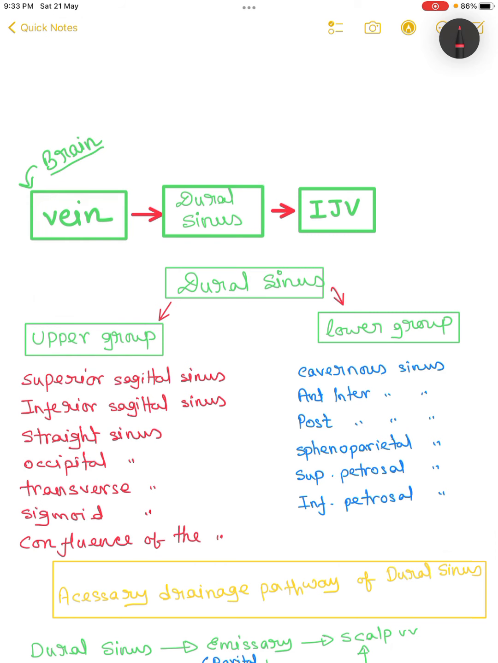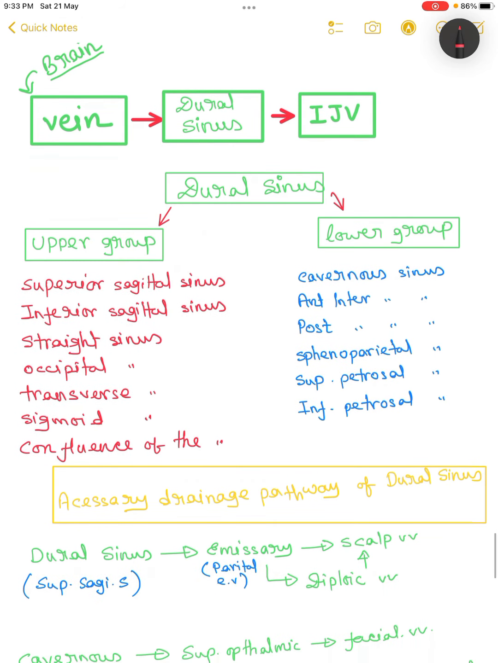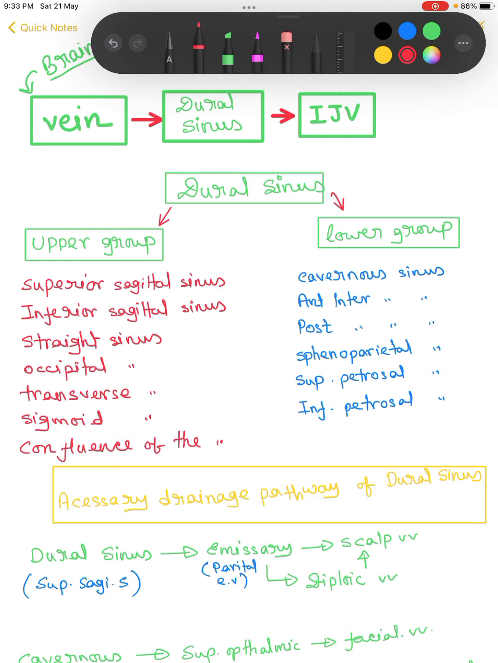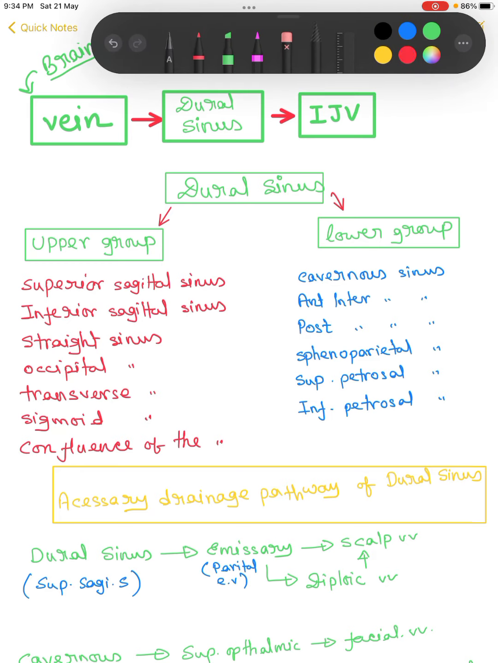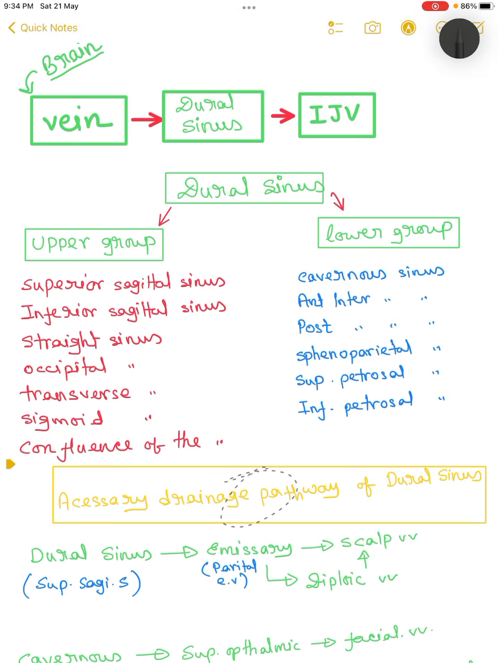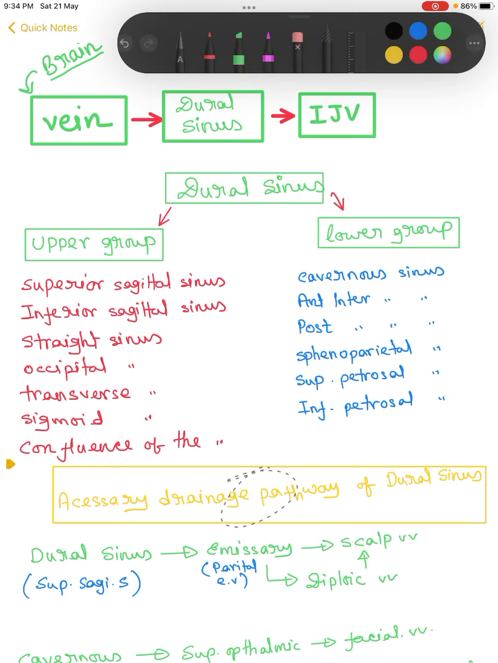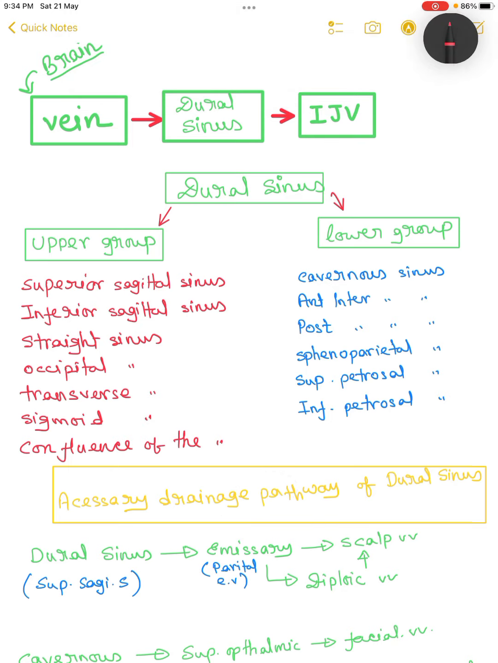Now we are back to our main point. When I say this, focus here. This is our accessory drainage pathway of dural sinus. What do you mean by accessory? Up to now, you already know that the dural sinus has to drain into our internal jugular vein. This is normal.